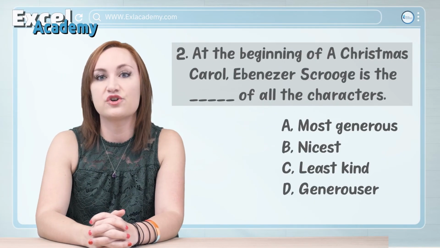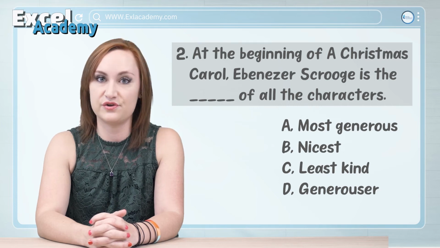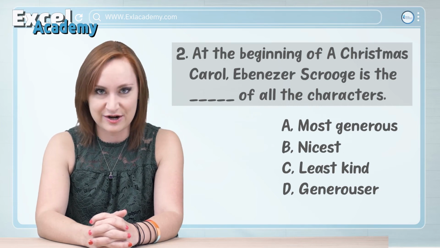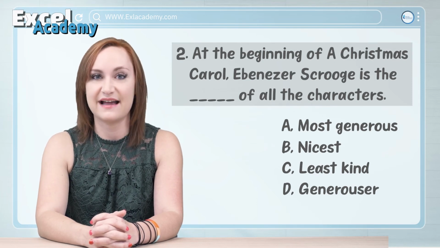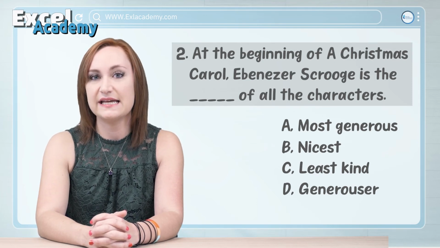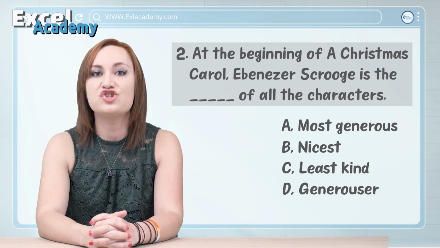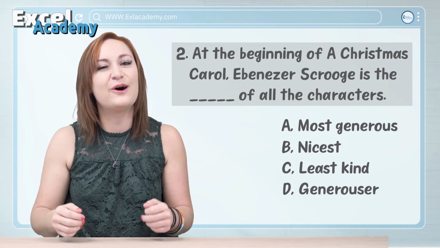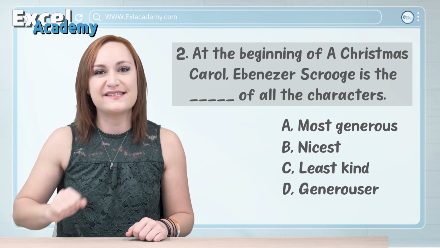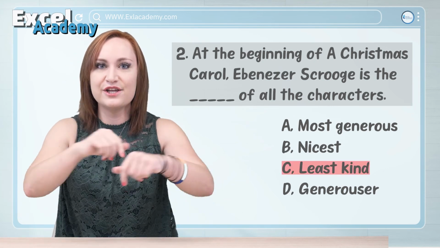At the beginning of A Christmas Carol, Ebenezer Scrooge is the blank of all the characters. A, most generous, B, nicest, C, least kind, or D, generouser. Anyone venture a guess? Oh, I know you got it. You guessed C, didn't you? Well, if you did, you were right.